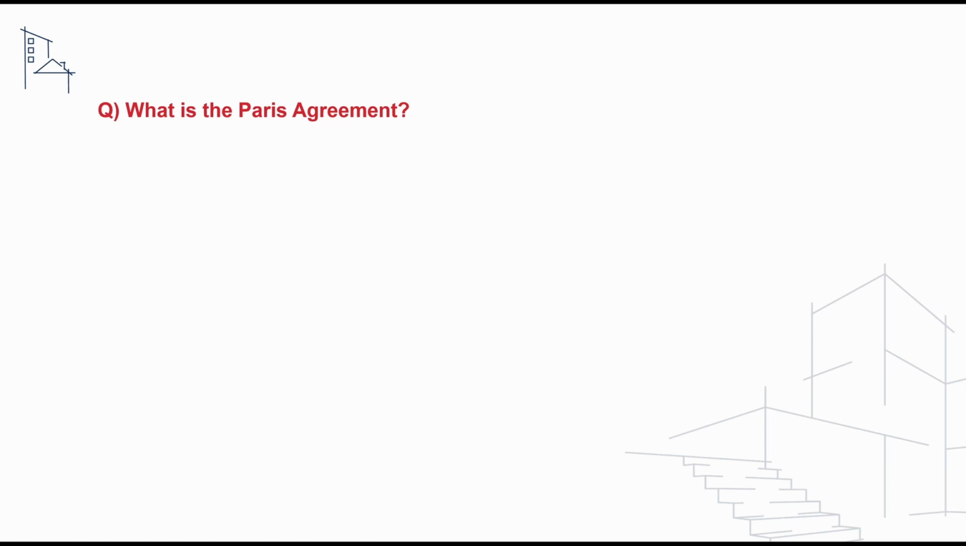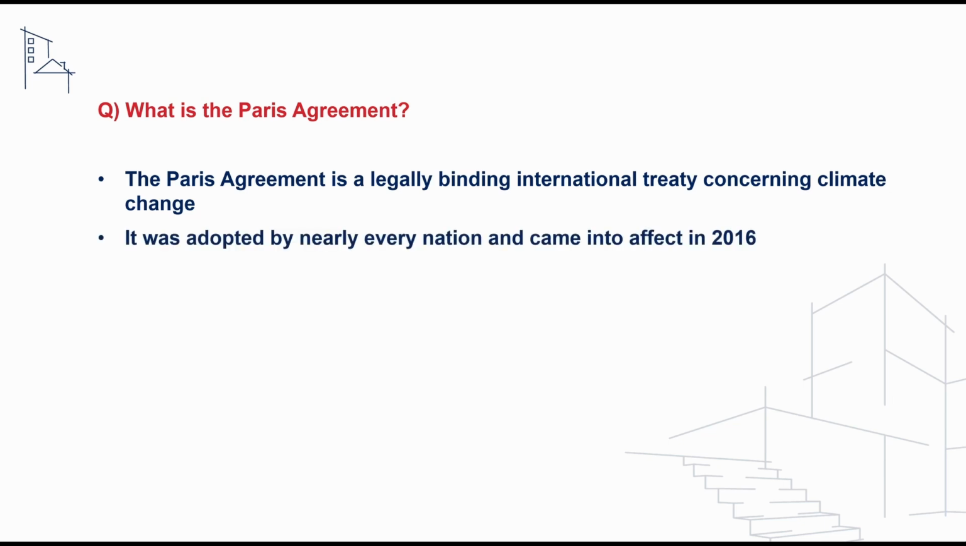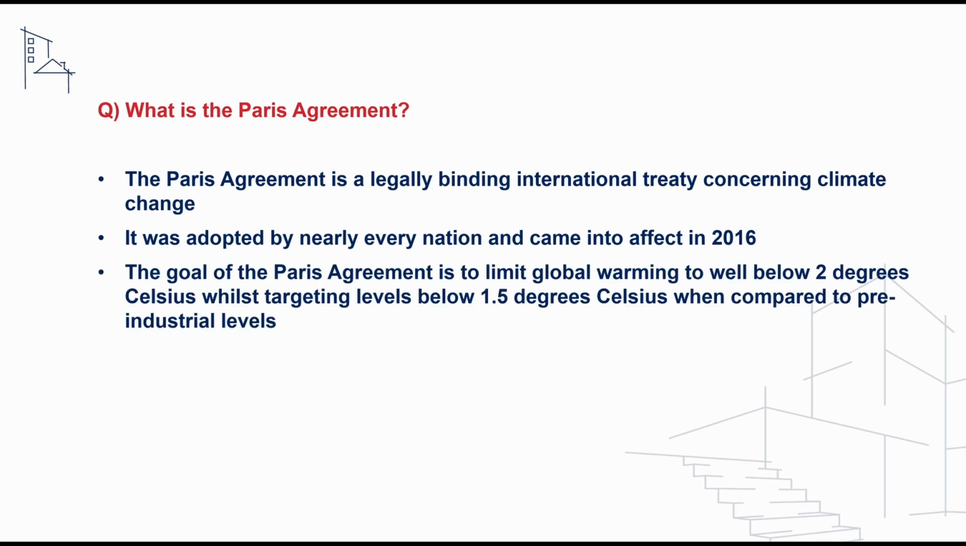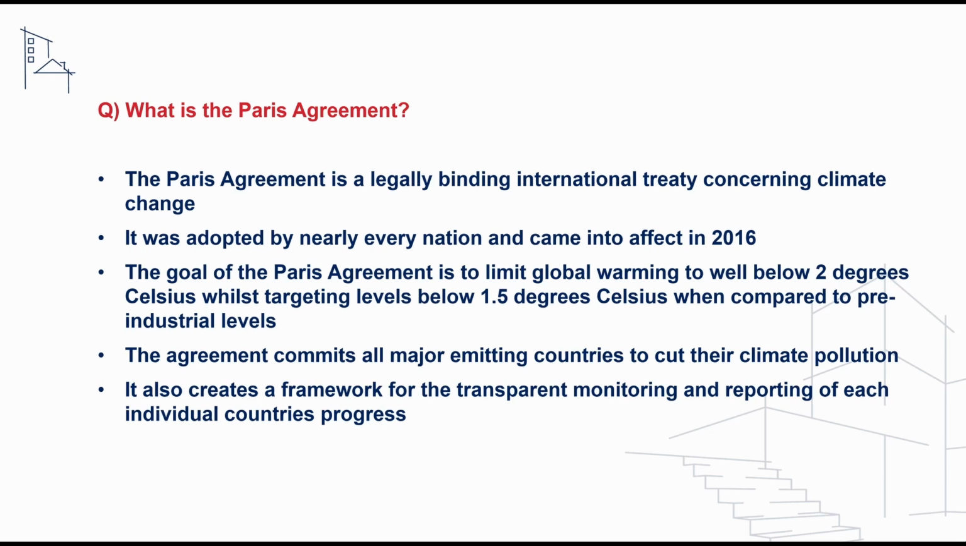The next question we'll take a look at is checking our understanding of the Paris Agreement, and to address this we can say that the Paris Agreement is a legally binding international treaty concerning climate change. It was adopted by nearly every nation and came into effect in 2016. The goal of the Paris Agreement is to limit global warming to well below 2 degrees Celsius whilst targeting levels below 1.5 degrees Celsius when compared to pre-industrial levels. The agreement commits all major emitting countries to cut their climate pollution, and it also creates a framework for the transparent monitoring and reporting of each individual country's progress.